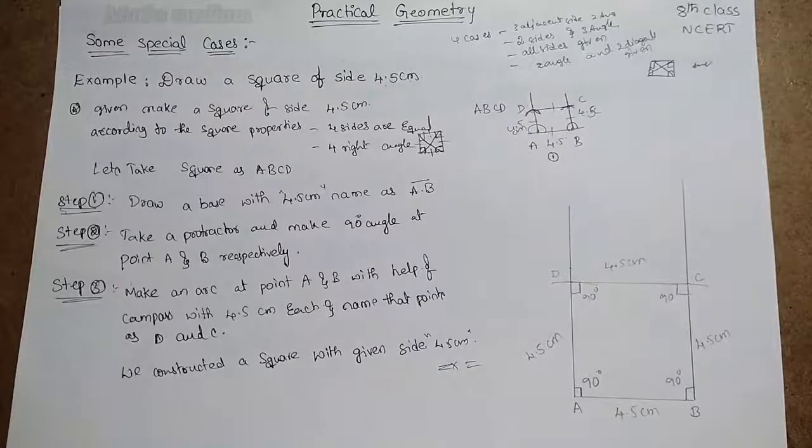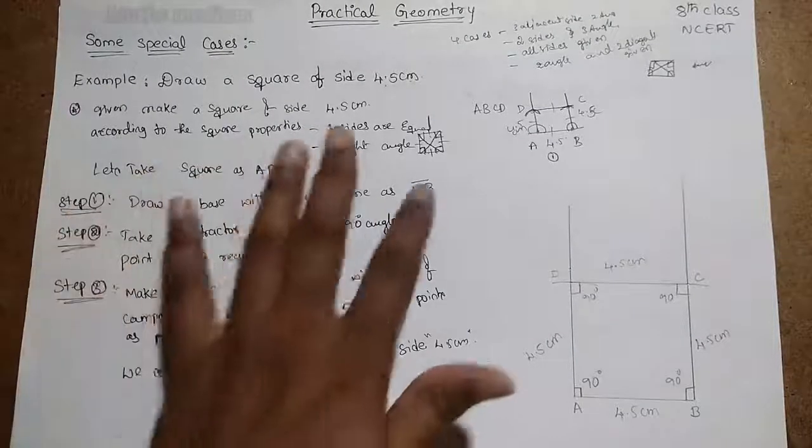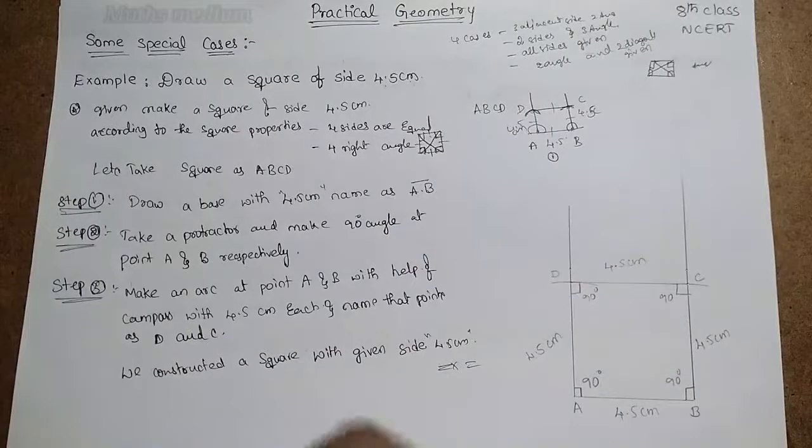So those are the cases, but in special cases they give one side, so we have to construct a square. If they give two sides, we have to construct a rectangle also, because in a rectangle we know that opposite sides are equal in length and having 90 degrees each. So that's why we can construct a rectangle also.